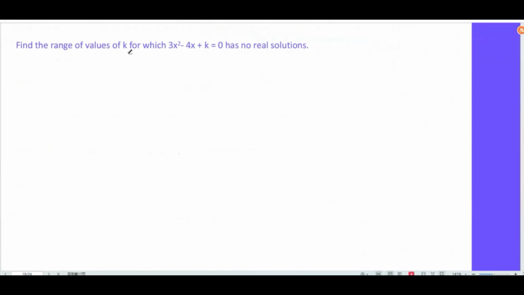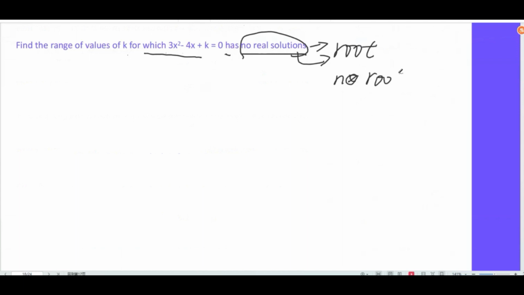Find the range of values of k for which this equation has no real solutions. No real solution in other words means no root. In other words, what does it mean? The discriminant is less than 0, right?